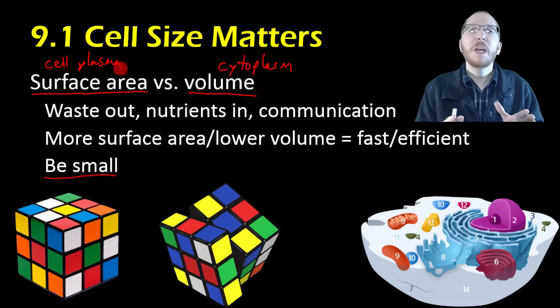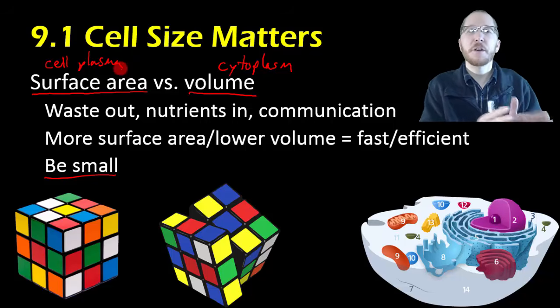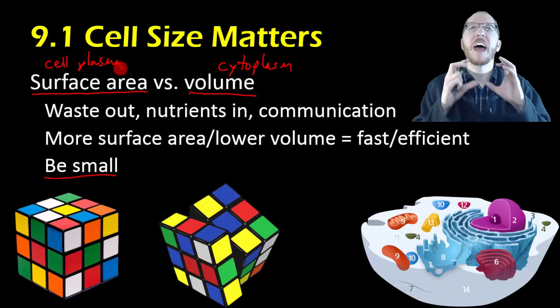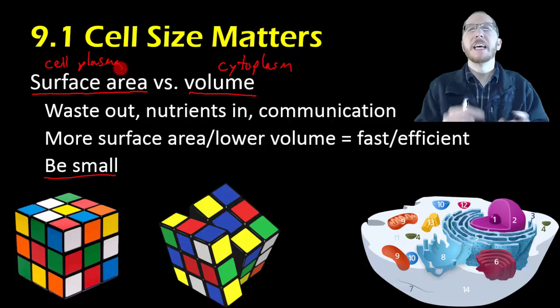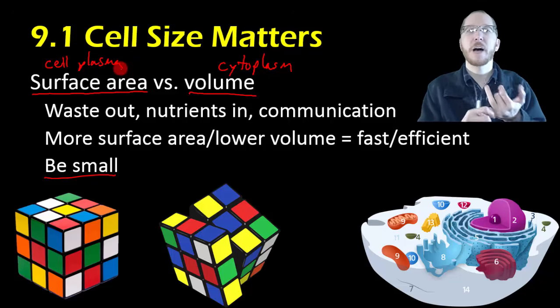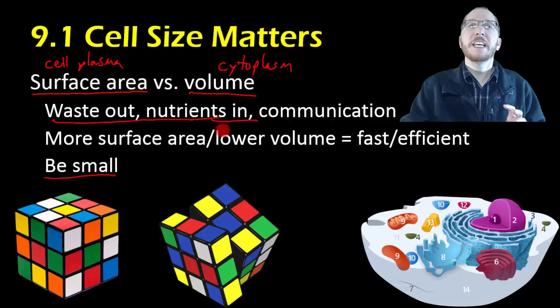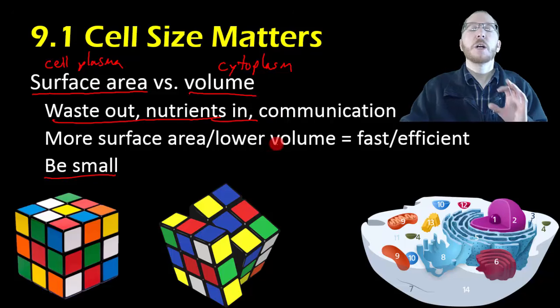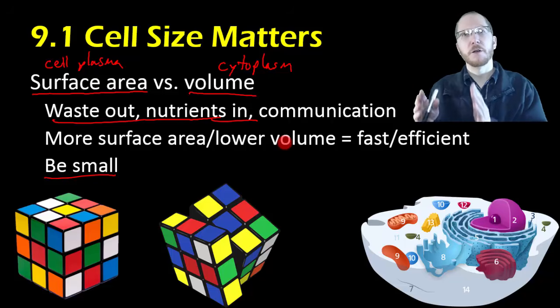So right in between here, we get a nice ratio of surface area to volume, where the surface area is enough to provide and get rid of everything that the cytoplasm needs, and the cytoplasm's capable of carrying out the processes of life. So our needs are basically transport, waste out, nutrients in, and we also need to communicate across the cell itself. Now I want you to realize why small means a good surface area to volume ratio.